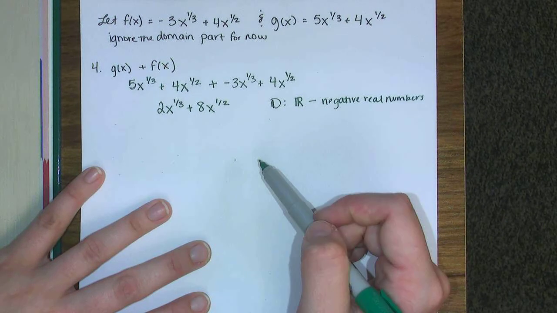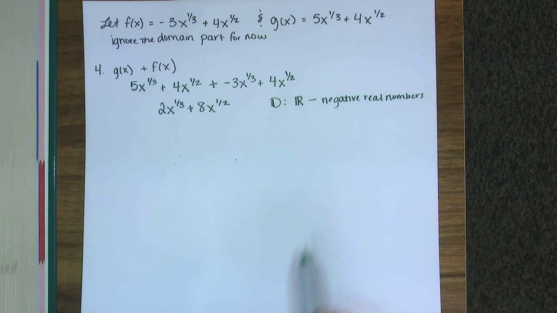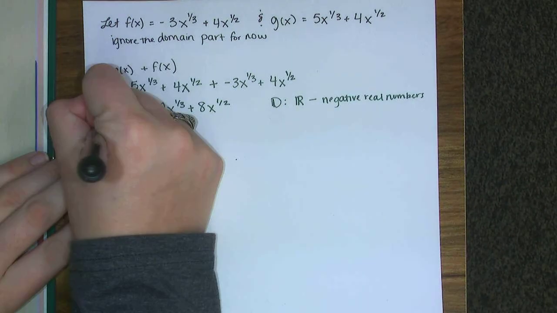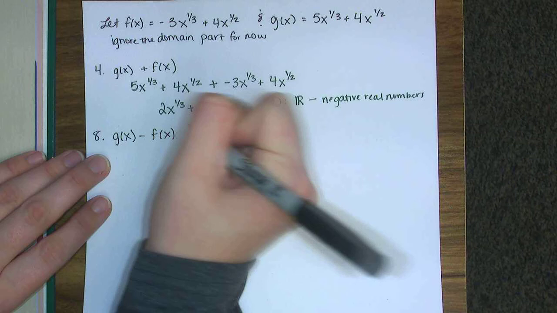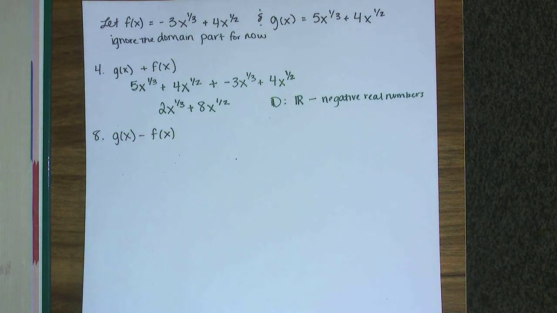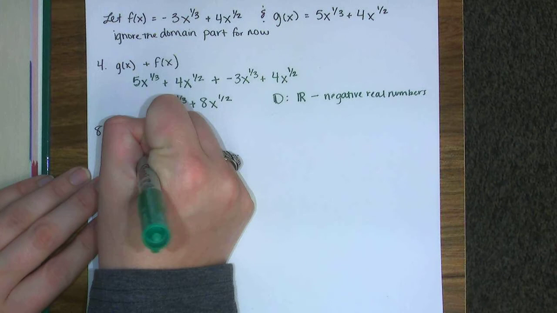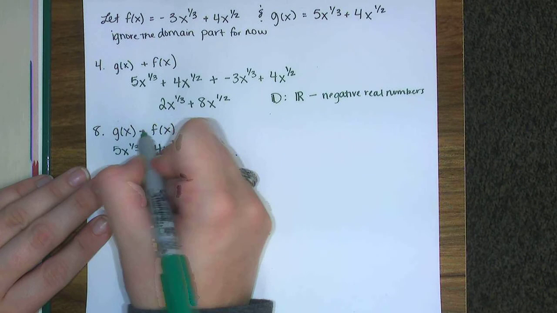Let's do 8, just because I want you to see this example. We have g of x minus f of x. Notice this negative sign is very critical; we need to keep everything with our signs correct. So g of x, again, we write down 5x to the 1/3 plus 4x to the 1/2 minus, so make sure you do that. Then I would bracket off the rest of this to make sure we pay attention to our signs: negative 3x to the 1/3 plus 4x to the 1/2.